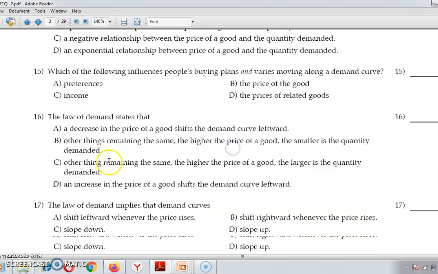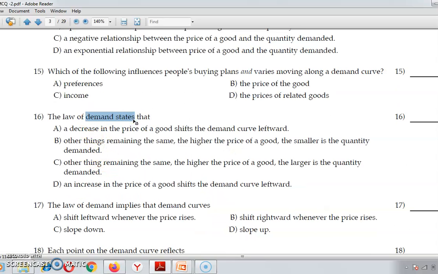B. The law of demand states that a decrease in the price of a good shifts the demand curve leftward. Other things remain the same. The higher the price of good, the smaller is the quantity demanded. Other things remaining the same. The higher the price of good, the larger is the quantity demanded. An increase in the price of good shifts the demand curve leftward. हैन हाम्रो 16 को के हुन्छ आन्सर obvious कुरा हो.